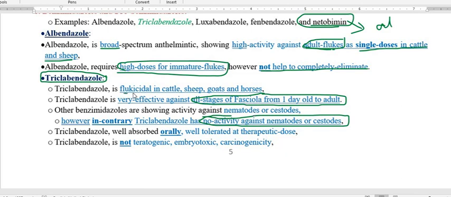This is a flukicide, very much used in cattle, sheep, goat, and horses, through the oral route. It has a very good therapeutic and safety margin, and it is also not teratogenic, mutagenic, or embryotoxic.